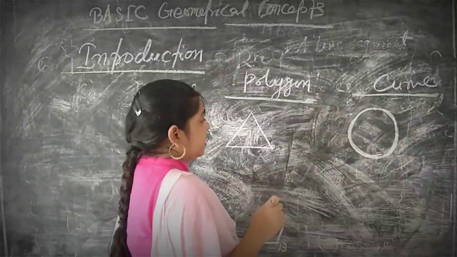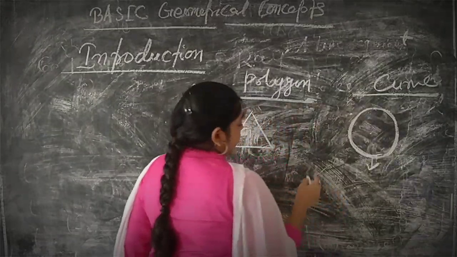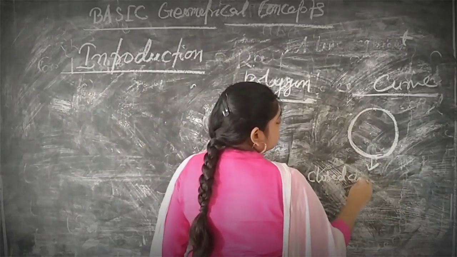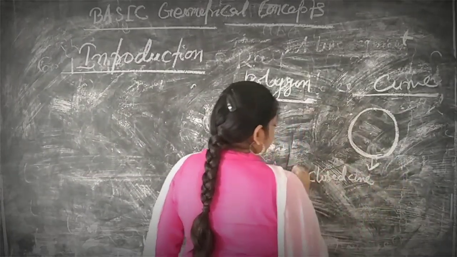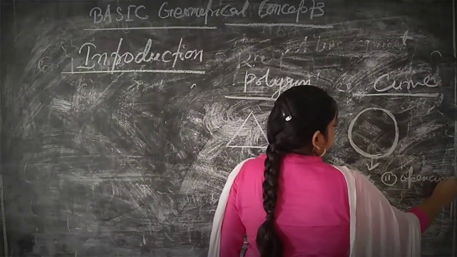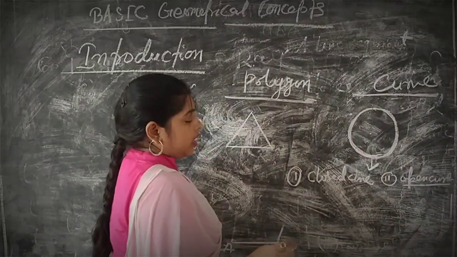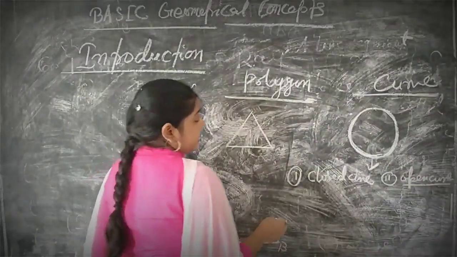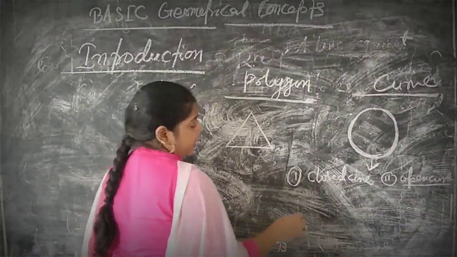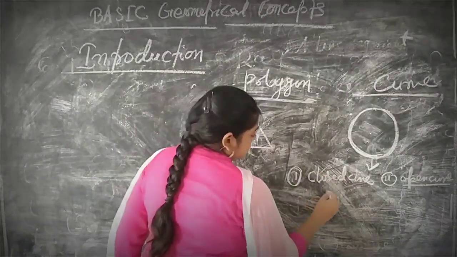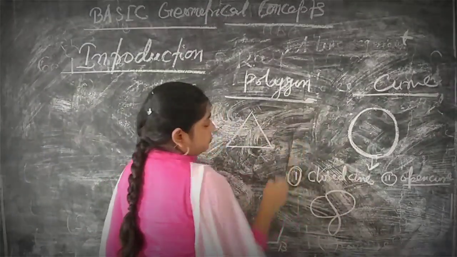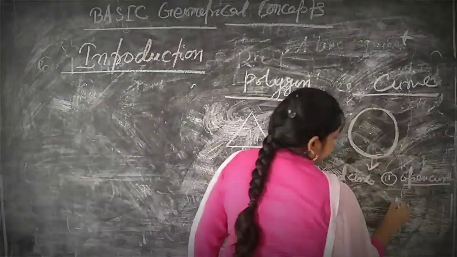So now, what types of curve are there? First is the closed curve and second is the open curve. A closed curve has a starting point and ends at the same point. Just like this is a closed curve and these are open curves.